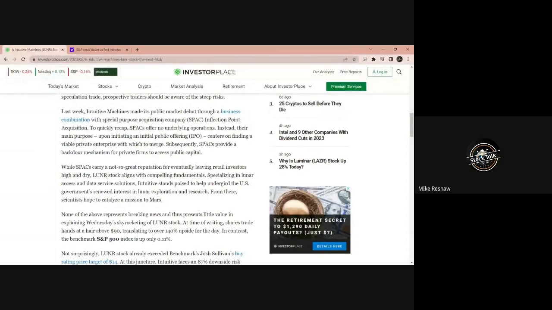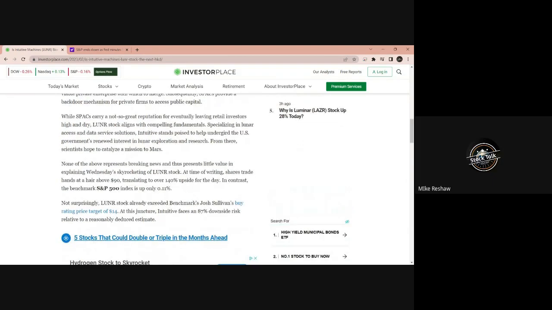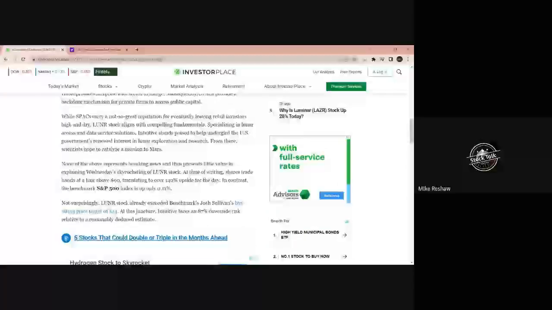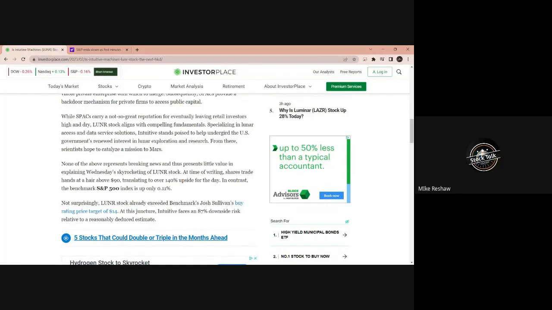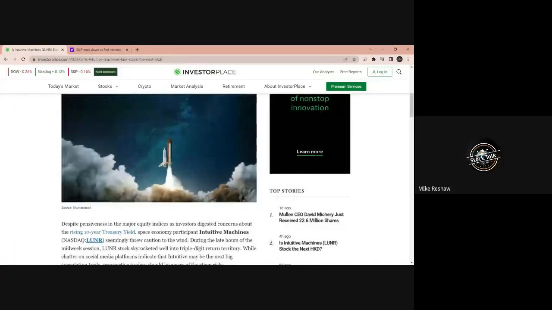And now we know some of why. It is showing up on everybody's promotion list. Some people are taking credit for it, saying they called it, but they're just parroting other people who say they called it when they did not. In contrast, the benchmark S&P 500 indicates 0.11%. Not surprisingly, LUNR stock has already exceeded Josh Sullivan's buy rating price target of 14. So Josh Sullivan gets the win for that one, while others are parroting what he has said.